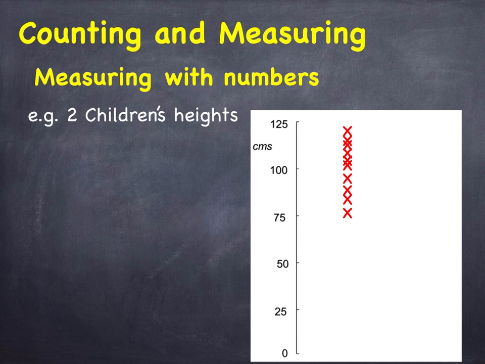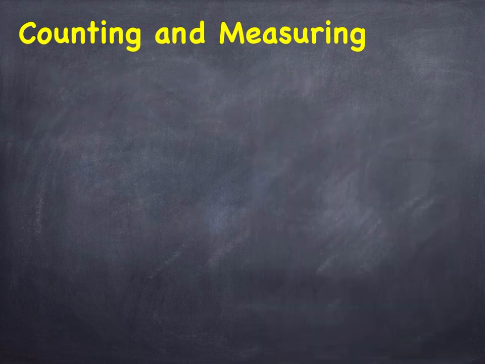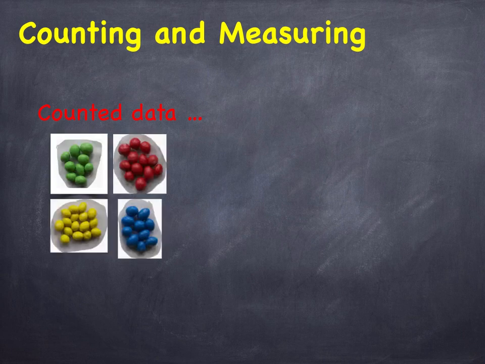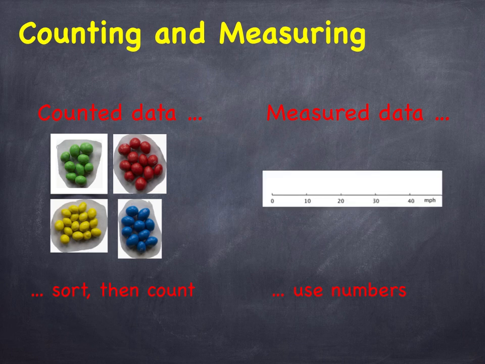And that's the key difference between counted and measured data. With counted data, you're faced with things that can be sorted into categories. From there, you can use counting to see which is the most common or the least common category. With measured data, the item is represented by numbers, some large, some small, and some in between. To get a sense of the overall pattern of the numbers, it's usually helpful to plot them on a numbered scale.